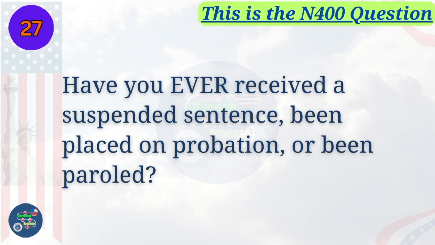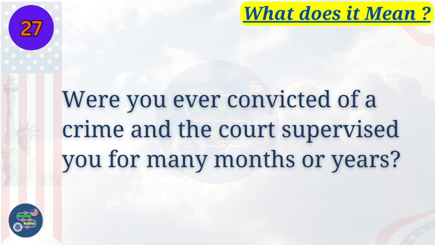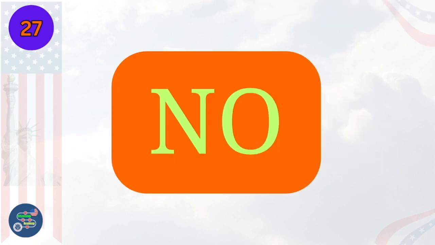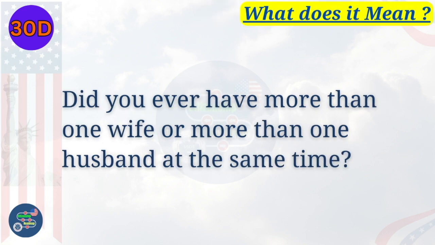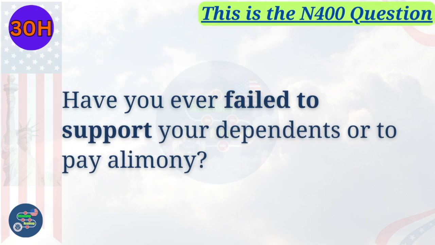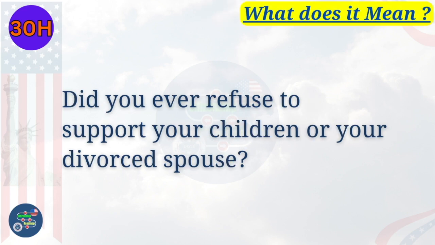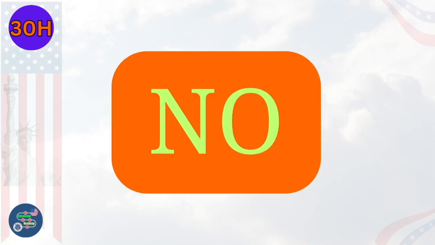Have you ever received a suspended sentence, been placed on probation, or been paroled? It's mean. Were you ever convicted of a crime and the court supervised you for many months or years? No. Have you ever been married to more than one person at the same time? It's mean. Did you ever have more than one wife or more than one husband at the same time? No. Have you ever failed to support your dependents or to pay alimony? It's mean. Did you ever refuse to support your children or your divorced spouse? No.